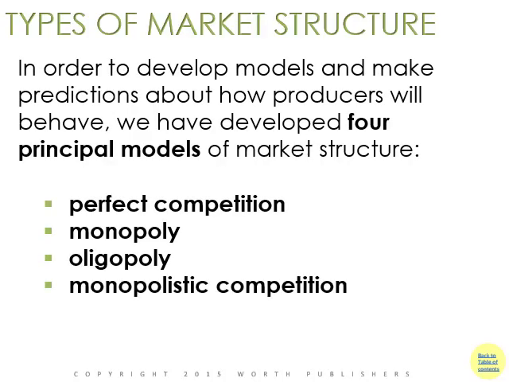When we look at firm-level decision-making, we're going to classify firms into one of the following four market structures. And in the previous chapter, we looked at decision-making in perfect competition. Now we're going to look at decision-making in a monopoly market structure.